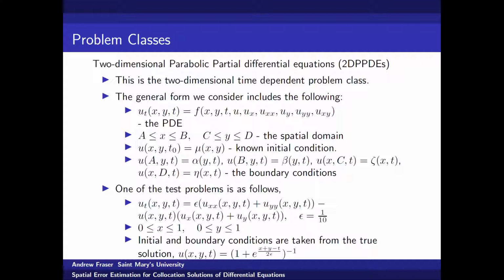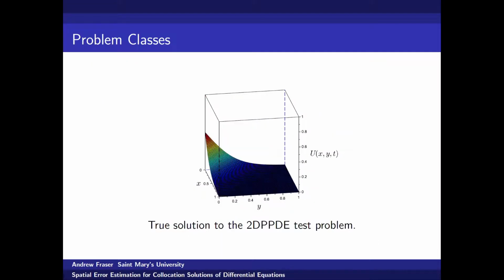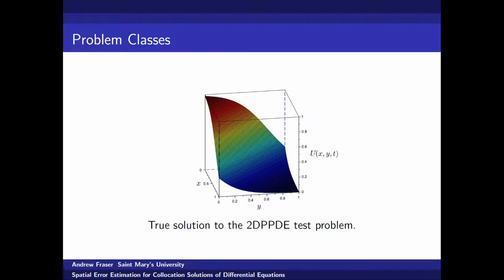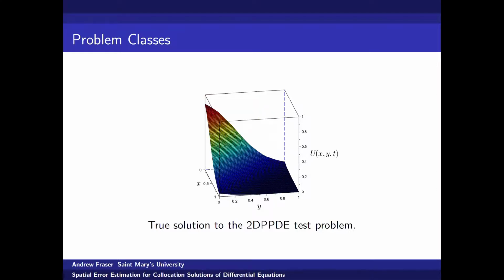Our final problem class are the two-dimensional parabolic partial differential equations, and these are the two-dimensional time-dependent problem class. The general form for these includes the PDE, the spatial domain, known initial conditions, and just like the elliptic case, we have the boundary conditions across all of the boundaries of the spatial domains. And then here we see one of our test problems used. And this is the true solution to that test problem there. And here we see as in the elliptic case, we have that X and Y domain and that output domain, but also we have the temporal domain where that function changes as time progresses.